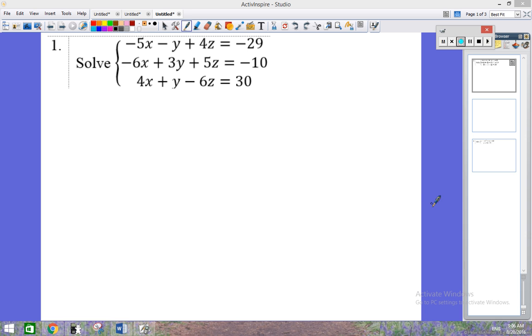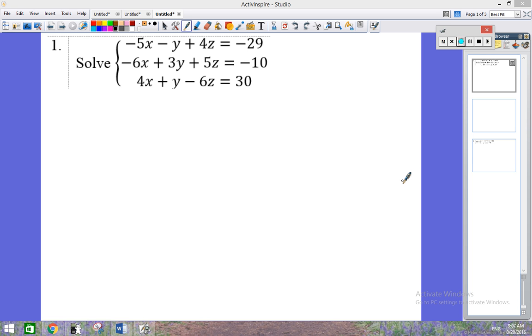Let's take a look at this problem. We have three equations in three unknowns. They refer to that as a system of equations. Each of these represents a line in three-dimensional space. The type of problems that we've looked at in class is where these three lines intersect at a unique point.